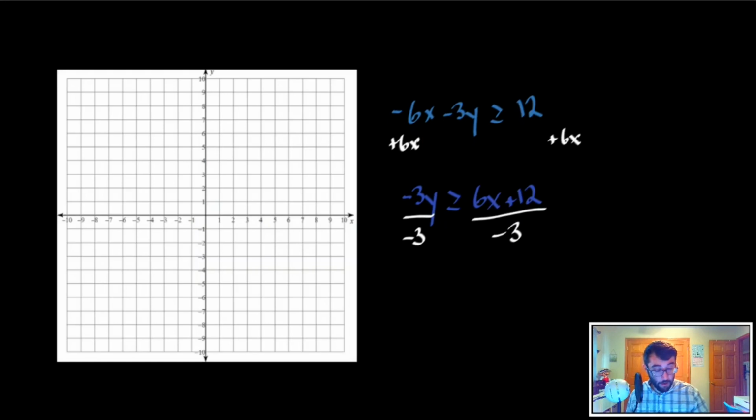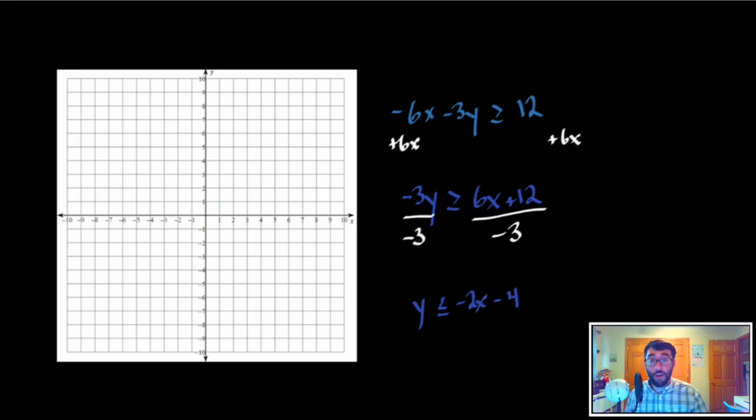So now I'm going to have y, and this is where you have to be careful. Remember, whenever you multiply or divide by a negative number with inequalities, you have to flip the inequality symbol. So this is actually now going to become less than or equal to. So be aware that you're going to have to do that if you ever multiply or divide by a negative number with inequalities. So I now have y is less than or equal to -2x minus 4.